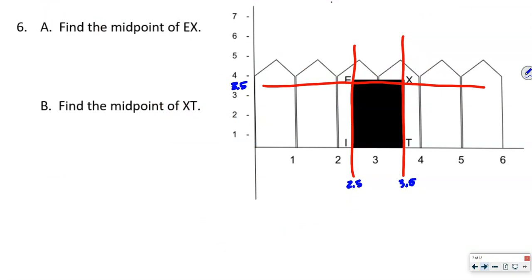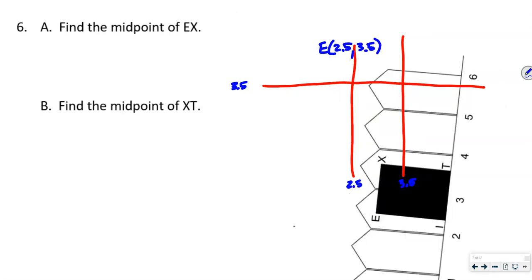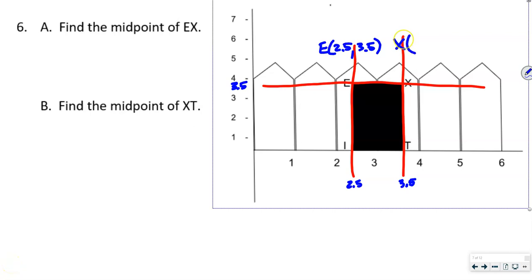So for this next one, it says find the midpoint of EX. So I'm going to find out what E is right up here. So my X value is 2.5. So E is 2.5 and my Y value is 3.5. I'm going to go ahead and do X as well. So my X is going to be, again, 3.5. That's my X value. And my Y value is 3.5 as well. And then my T is going to be 3.5 and then 0, right?